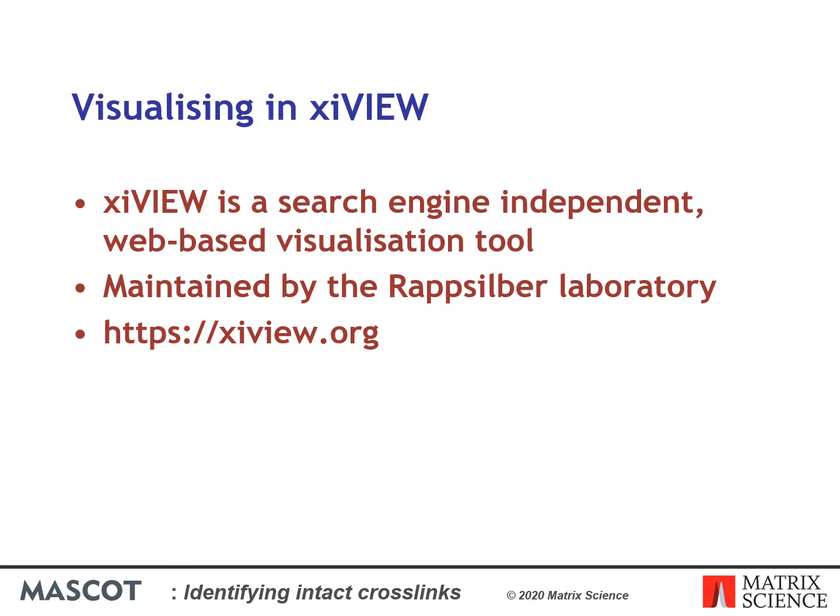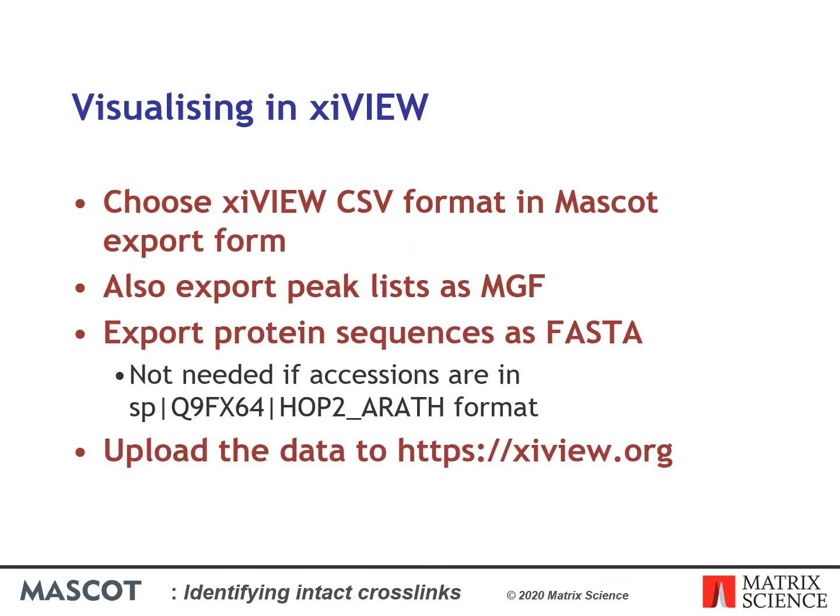One way to visualize the results is by viewing them in xiVIEW. This is a search engine independent tool maintained by the Rappsilber laboratory. Export the search results in xiVIEW CSV format from the Mascot export form. If you want to view the annotated spectra in xiVIEW, also export the peak lists as MGF. And finally, export the sequences as FASTA.